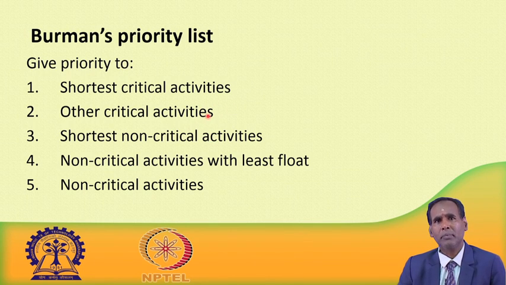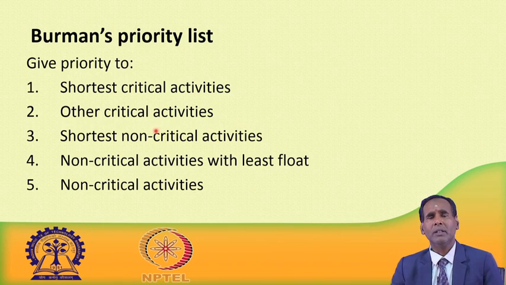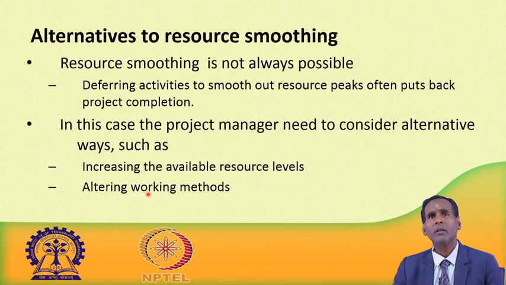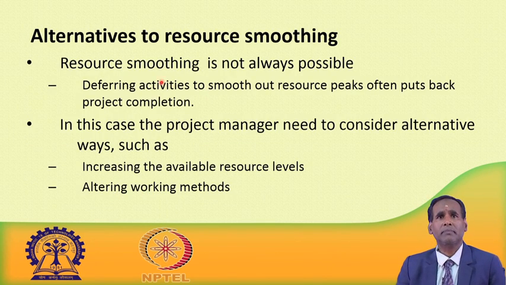Priority is given to the different activities in this way. First priority goes to the shortest critical activity, then next priority to other critical activities, next priority to shortest non critical activities, next priority to non critical activities with the least float, and the least priority goes to non critical activities. So, what are the alternatives to resource smoothing?